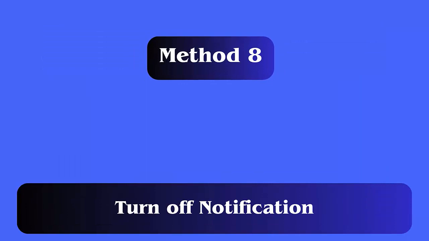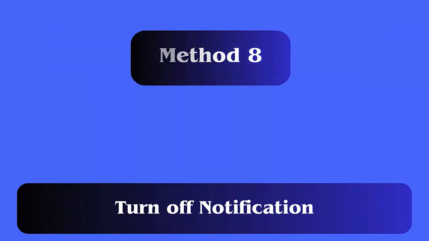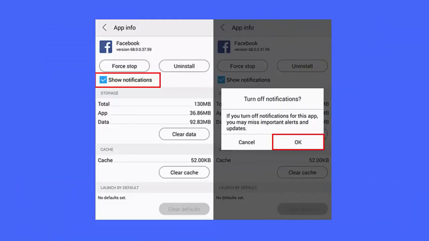Method 8. Turn off notification. Few apps demand permission automatically to send notifications. But turning off notifications can help you to fix the battery dying issue. Go to Settings, Apps, check Less Usage app, uncheck Show Notifications.